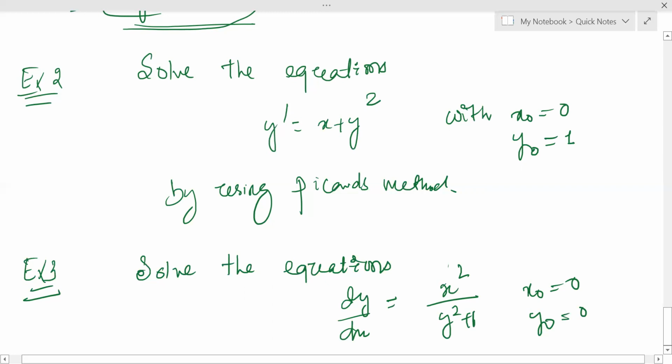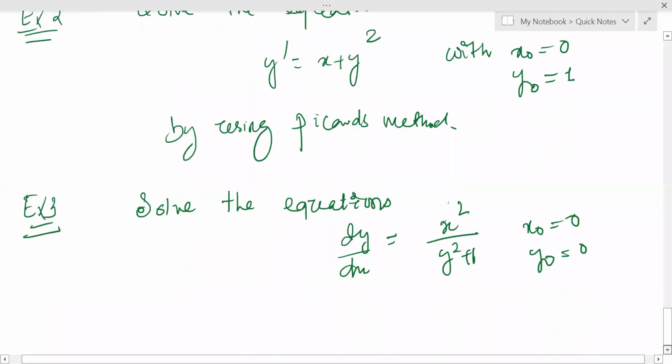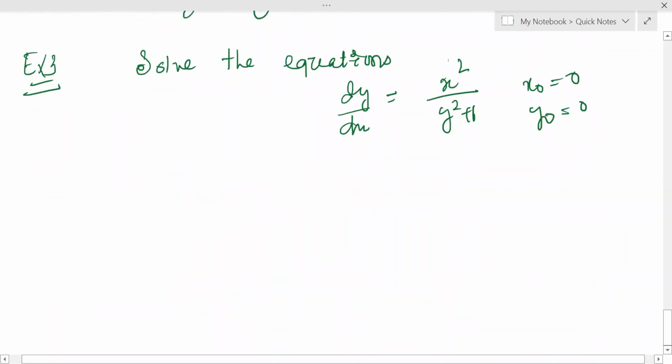Two equations are there, and solve the examples by using Picard's method. Not any one doubt is go. Next, an existence and uniqueness theorem. After Picard's method, there is the existence and uniqueness theorem.